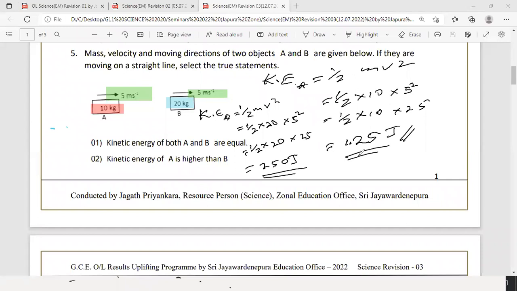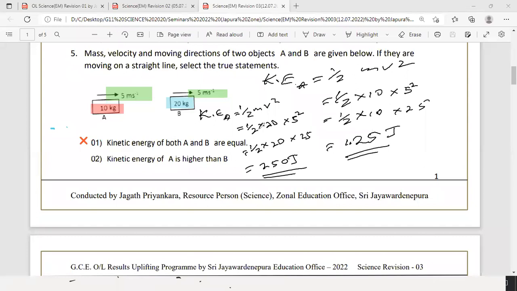It's not necessary to calculate the value, but by looking at the mass you can tell that if the mass is different and the velocity is the same, the kinetic energy is different. So therefore the first statement is wrong. Without just telling you it is wrong, I showed you the kinetic energy of each object. The kinetic energy of A is higher than B, that is wrong.